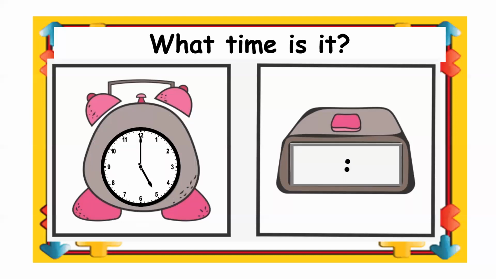In this activity, we will look at the time on the analog clock and put the same time on the digital clock. Is this what you did? Excellent work. You are doing very well today. It is 5 o'clock.